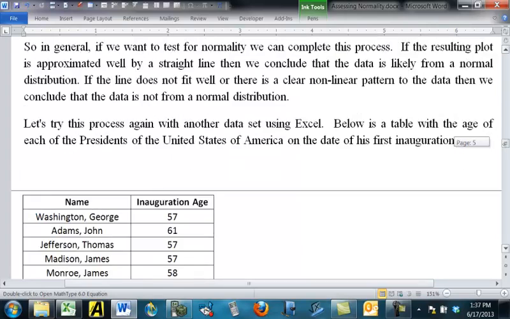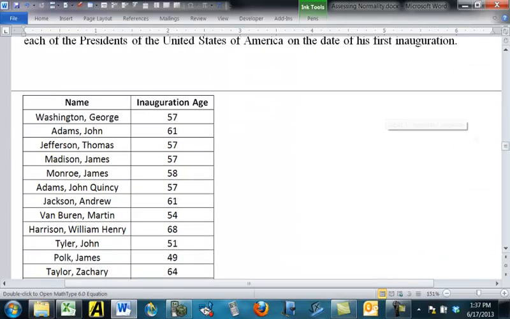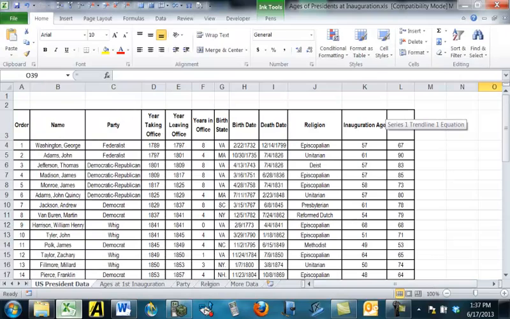And here's some real-world data. So I have an Excel spreadsheet here. I downloaded a bunch of data about the United States presidents in order. This is the order that they were inaugurated.